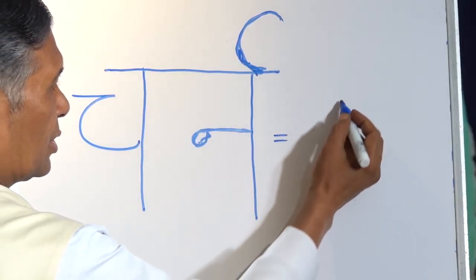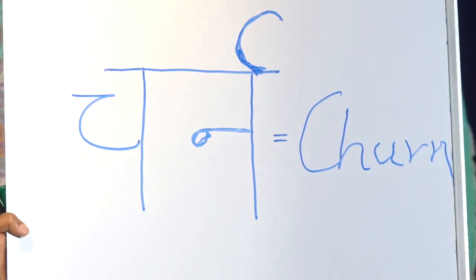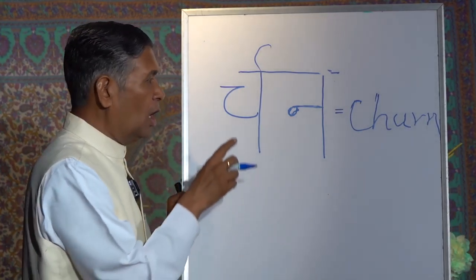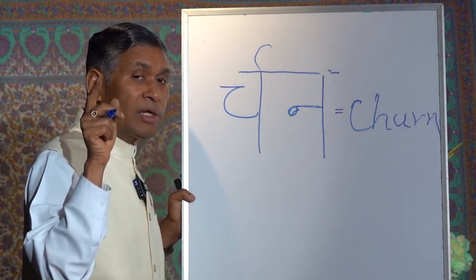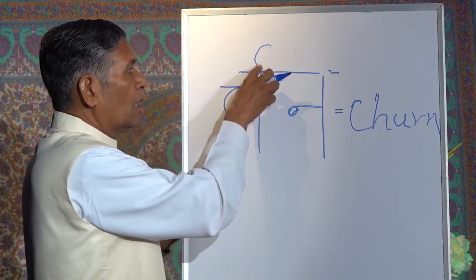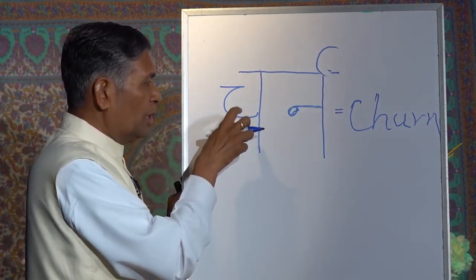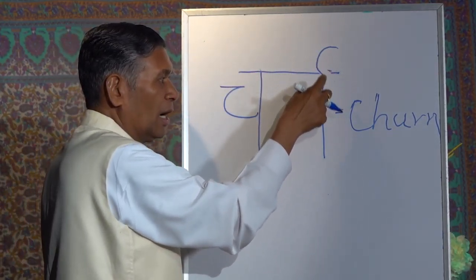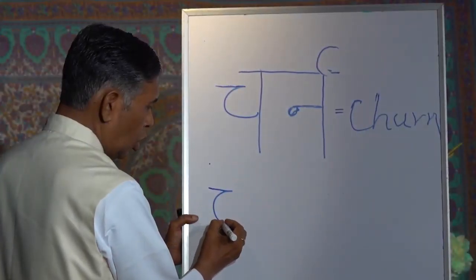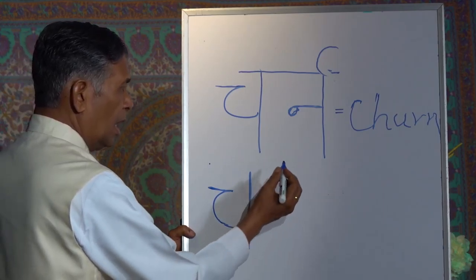Now this is churn. It will never be written here. It is not the rule. First you say cha, then you say ra, and then na: charn. So the rise and fall is here. You read this one, then this one, and then this one: cha, ra, and then na. This consonant is the cha. This is the letter cha.